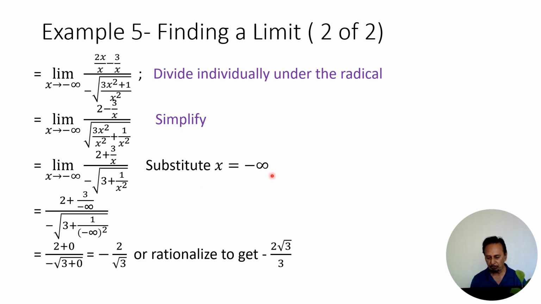Now we substitute minus infinity where the x is. So you will have 2 plus 3 over minus infinity, and you have 3 plus 1 over minus infinity squared. Okay, so same principle, 3 over infinity is 0, 1 over infinity squared is also 0. So you have 2 plus 0 over minus the square root of 3 plus 0, which is minus 2 over the square root of 3. Now we rationalize, so you'll get negative 2 square root of 3 over 3.